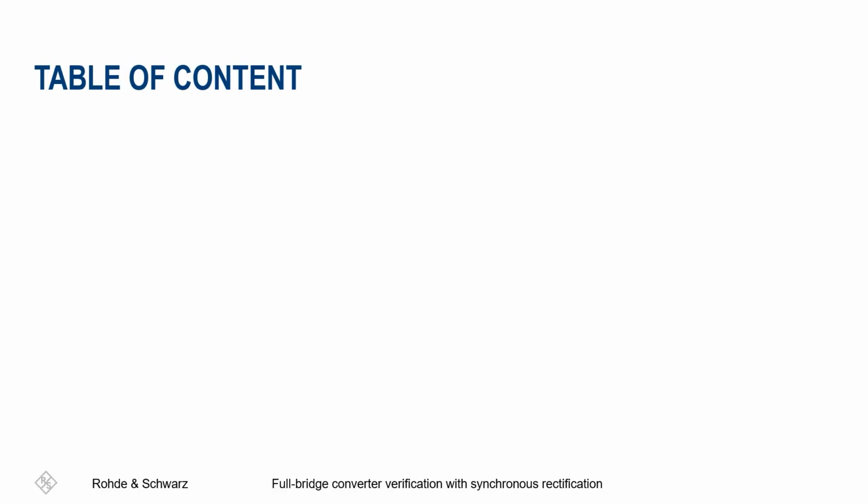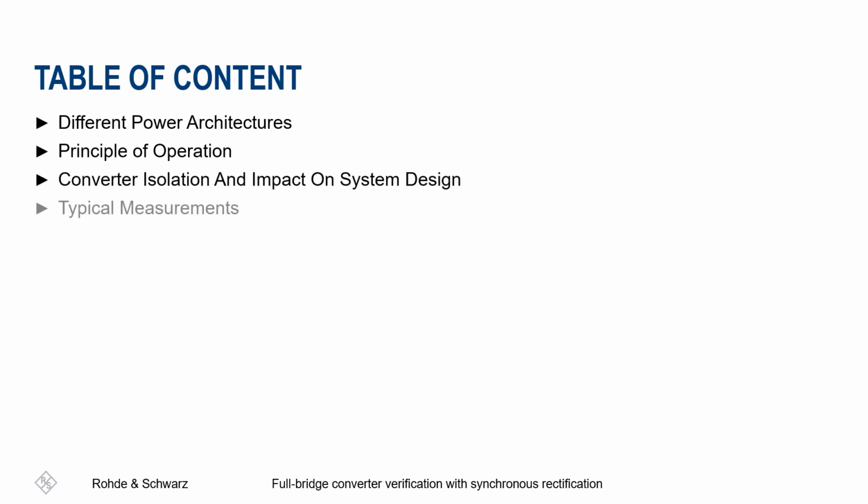What is the content of today? Well, we will start with different power architectures. Then we will continue with the principle of operation of a full bridge converter to get you on track. Then a very important point of a full bridge converter design is the isolation and the impact of the system design. Then we will have some typical measurements, which is also quite important in this converter type. And finally, we will end the presentation with a conclusion.